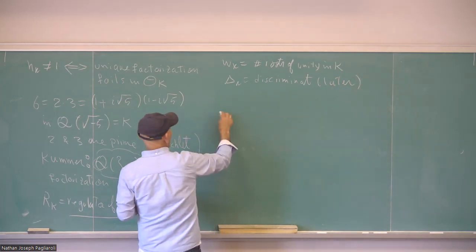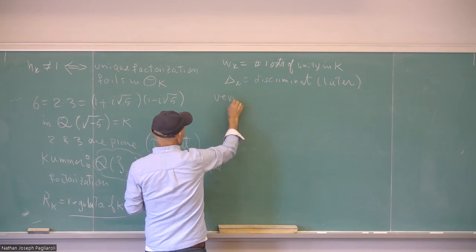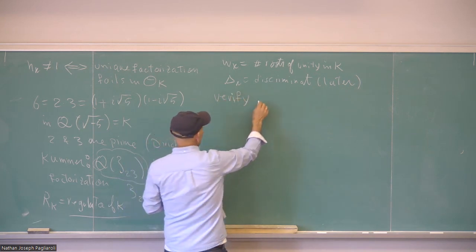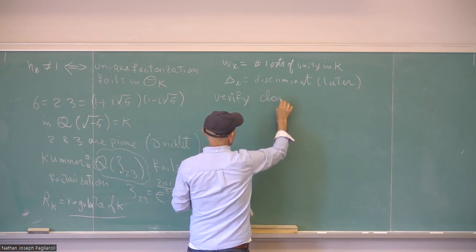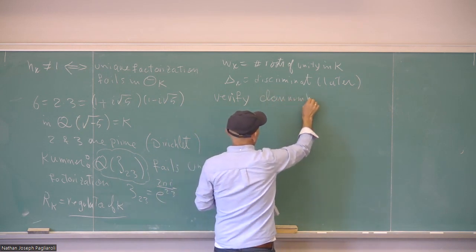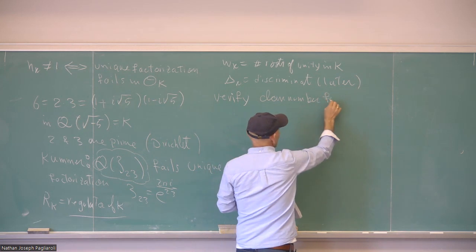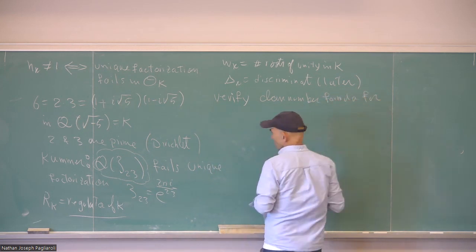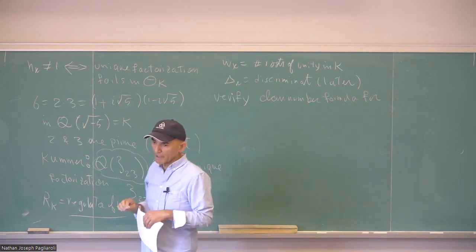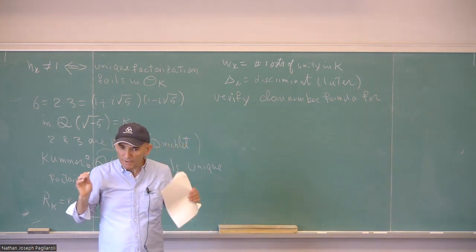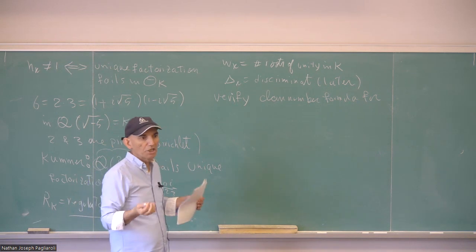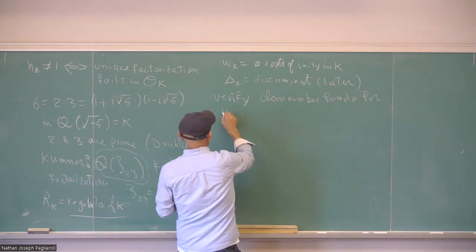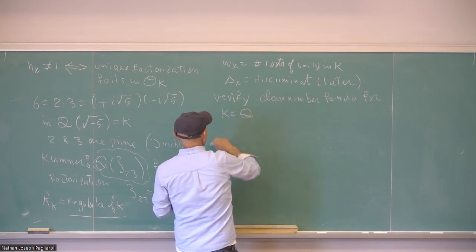Okay, so now let's verify then. Just for fun, nothing really difficult here. Let's verify the class number formula for the simplest number field, which is K equal to Q. I mean, this is completely boring, right? Well, first.